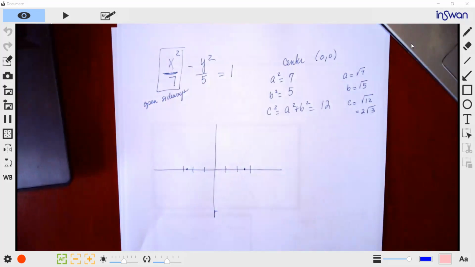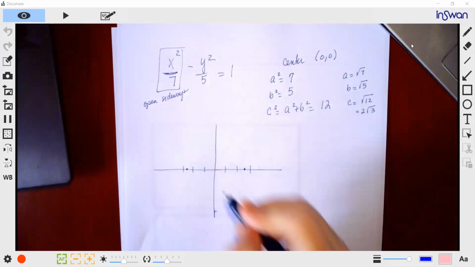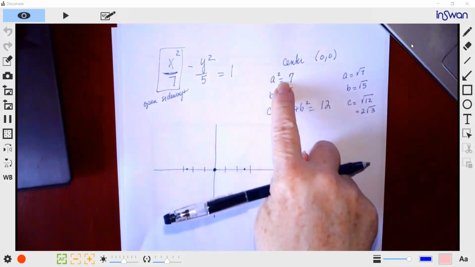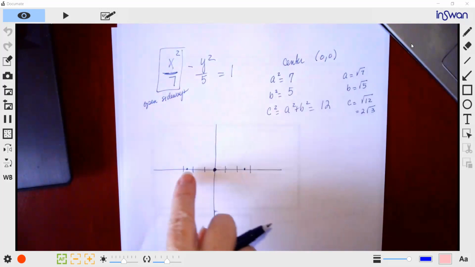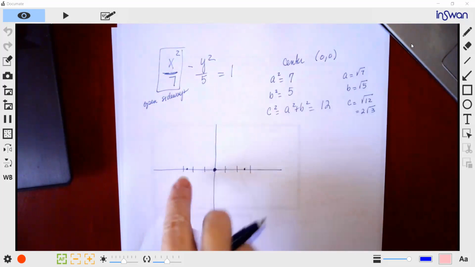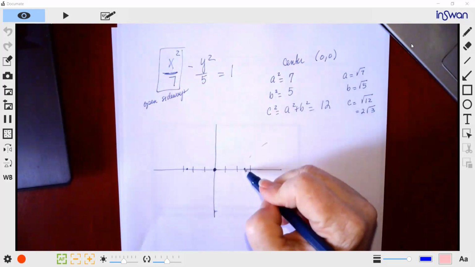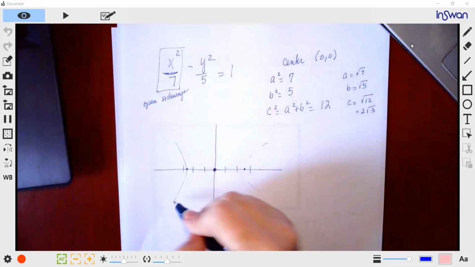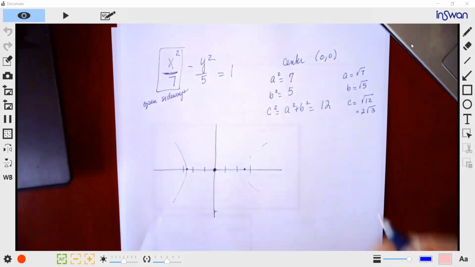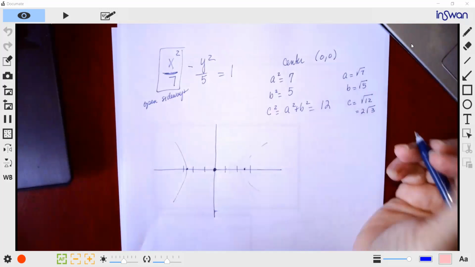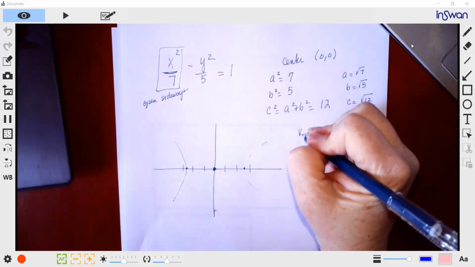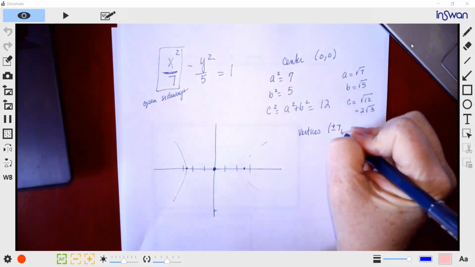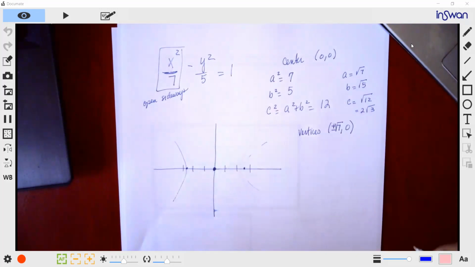Okay. Now, center is 0, 0. A equals the square root of 7. That gives me how far it is from center to a vertex. And remember, the vertex is just like it was for the parabolas. It's where the parabola opens from, or the hyperbola in this case. So our vertices here are plus or minus the square root of 7, 0.